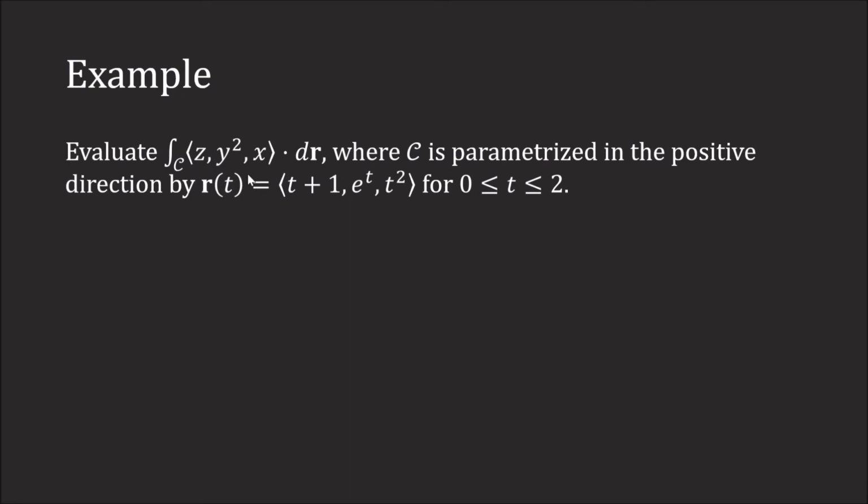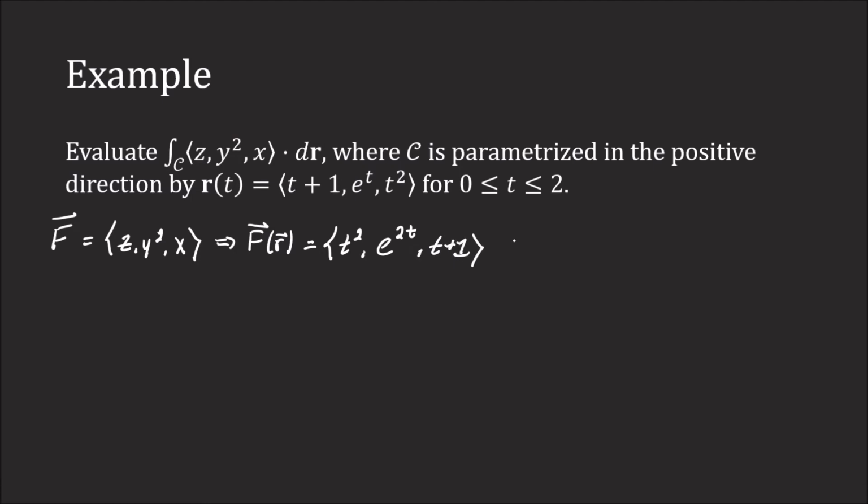So let's go ahead and evaluate the integral along C of F dot dr, where F is z, y squared, x and C is parameterized in the positive direction by r of t equals t, e to the t, t squared for 0 less than or equal to t less than or equal to 2. So F of r is t squared, e to the 2t, t plus 1. We also have that r prime is 1, e to the t, 2t.